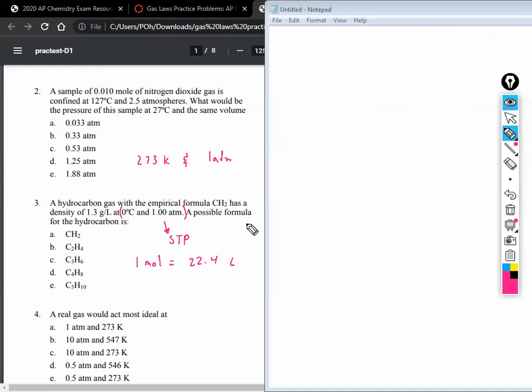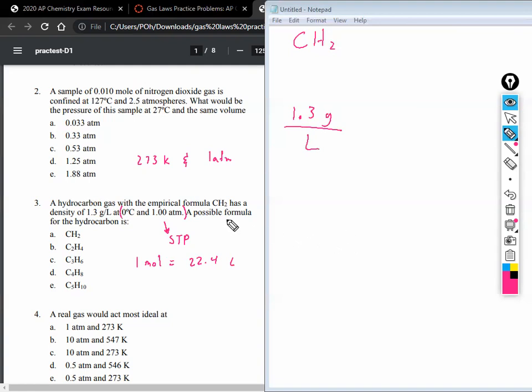This makes your life a lot easier when you solve any gas law problem, because you automatically have a connection from moles to volume. So just make sure you keep that in mind. If you ever see a gas at 0 degrees Celsius and 1 atm, you should automatically see, hey, this is at STP, I might need to use the 1 mole is 22.4 liters conversion. And we are going to be using that one, because if you take a look at this problem, it tells you the empirical formula is CH2, but the density of the gas is 1.3 grams per liter.